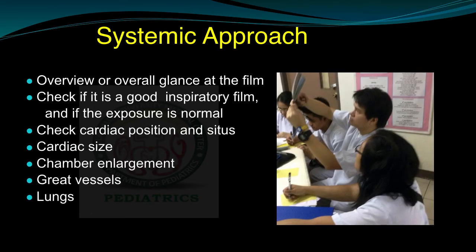First is the overview and overall glance of the film. Check if it is a good inspiratory film and if the exposure is normal. Check the cardiac position and situs, followed by the cardiac size, the chamber enlargement, the great vessels, the lungs, and the ancillary findings.